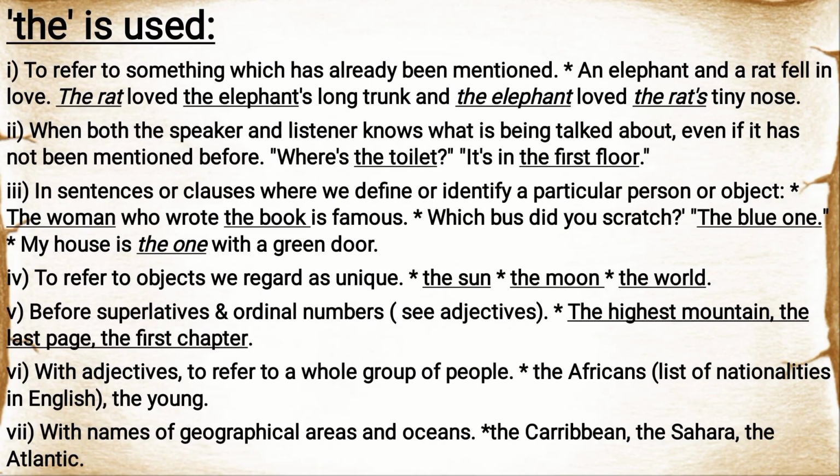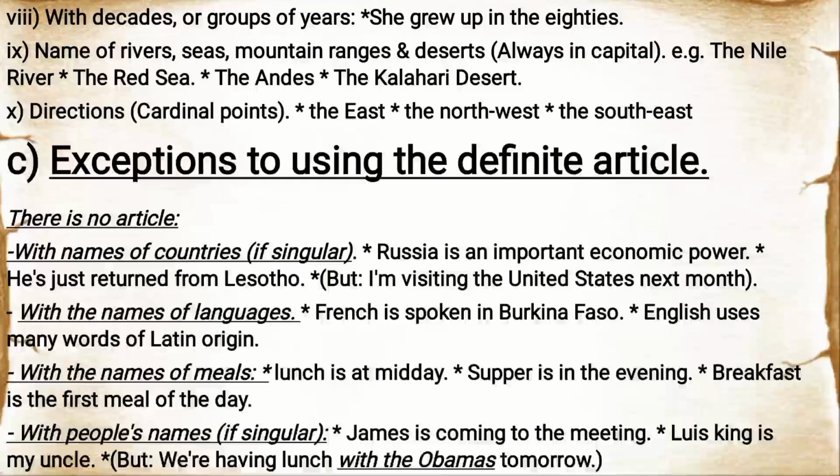7. With names of geographical areas and oceans. Examples: the Caribbean, the Sahara, the Atlantic. 8. With decades, or groups of years. Examples: she grew up in the 80s.